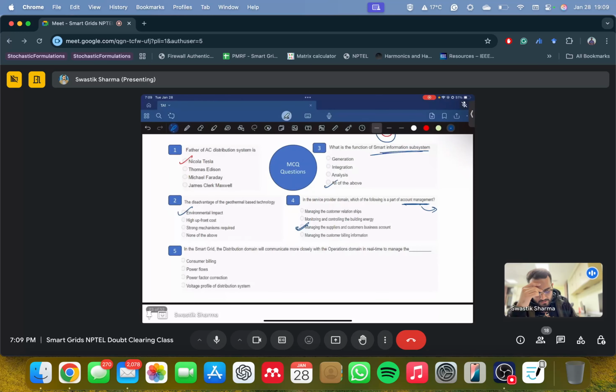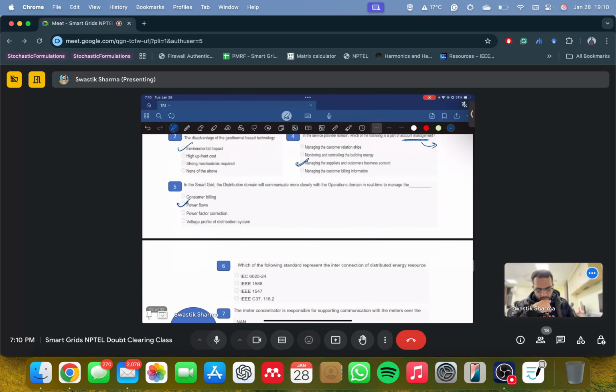Fifth, in the smart grid, the distribution system domain will communicate more closely with the operations domain in real time to manage what? So you have the distribution domain. Power flow, right? Why? Because in the distribution system now you have these distributed generations, so you want to be able to monitor how and when to have this bidirectional power flow in the system, and you have to be in close contact with the operations system.